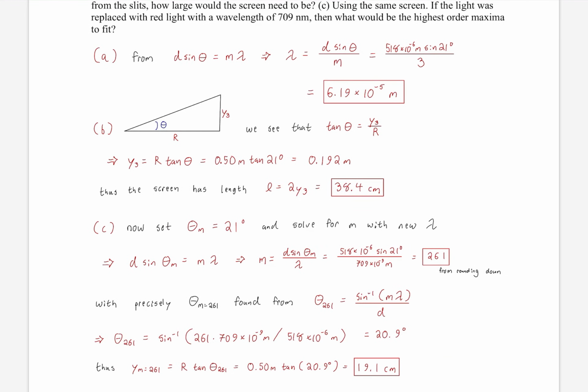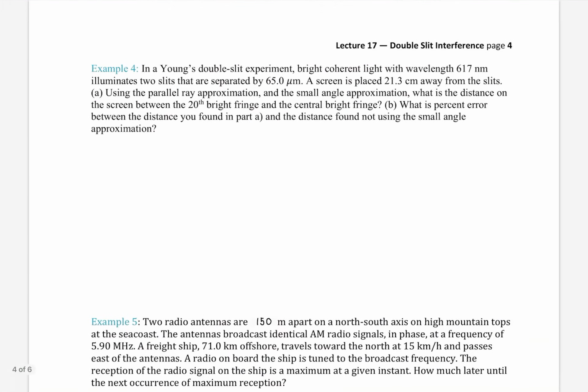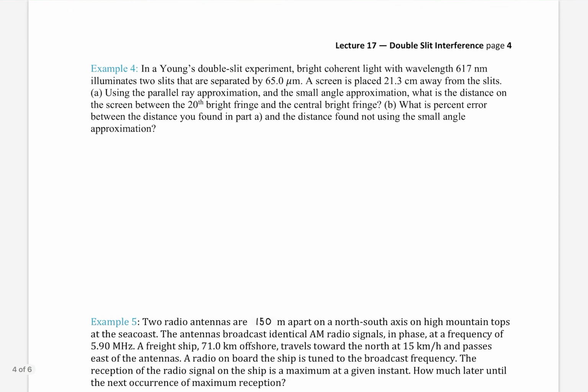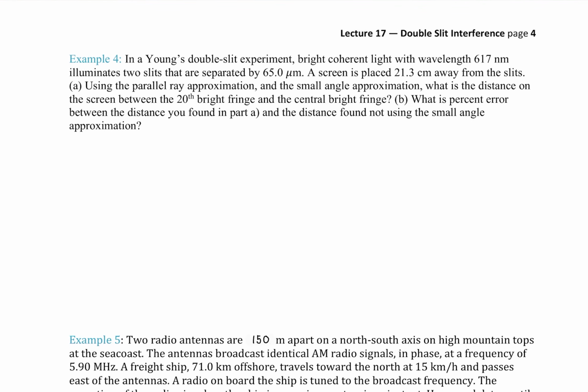All right, let's move on to our next example, example 4. In a Young's double slit experiment, bright coherent light with a wavelength of 617 nanometers illuminates two slits that are separated by 65 microns. So very, very small separation. You notice the other ones tended to be hundreds of microns. This is only 65 microns. A screen is placed 21.3 centimeters away from the slits. Using the parallel ray approximation and the small angle approximation, what is the distance on the screen between the 20th bright fringe and the central bright fringe?